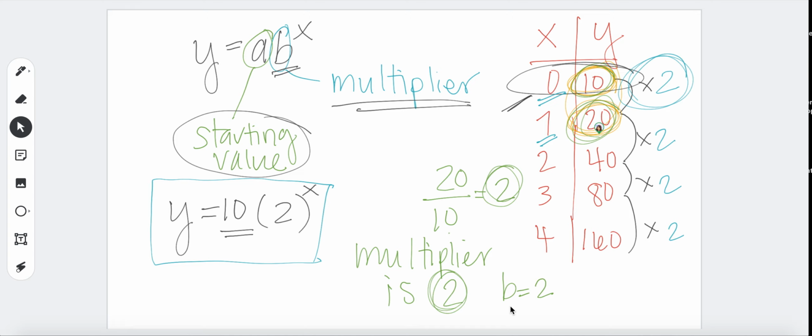Well, to go back from 20 to the x equals 0 value, instead of multiplying by 2, because I'm going backwards, I would be dividing by 2. But I think that's something that you'll get used to as we go. As long as you understand how to write your equation, then you're good to go.